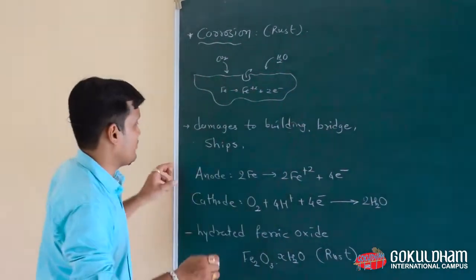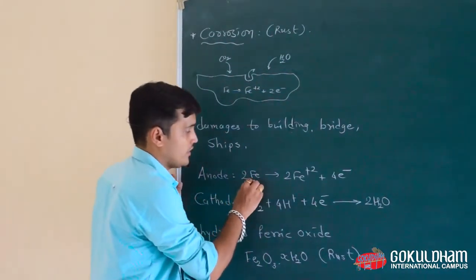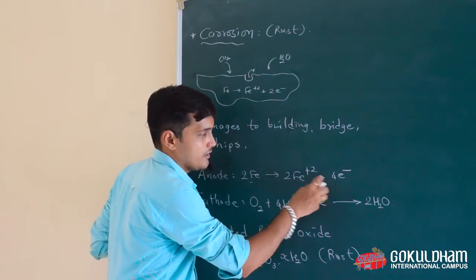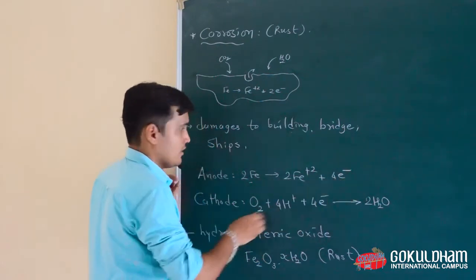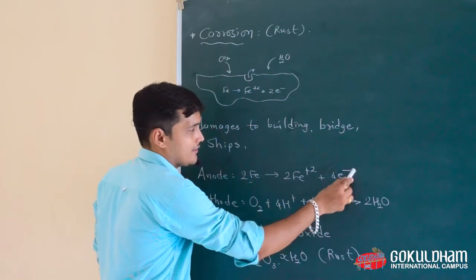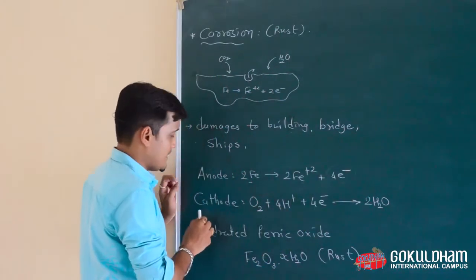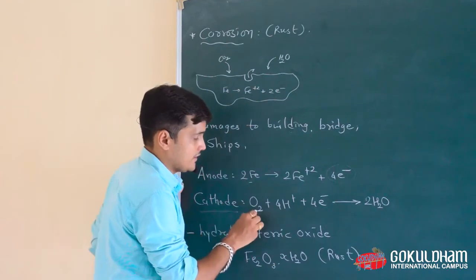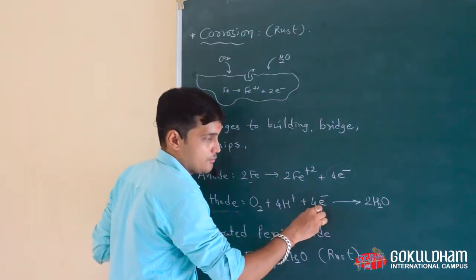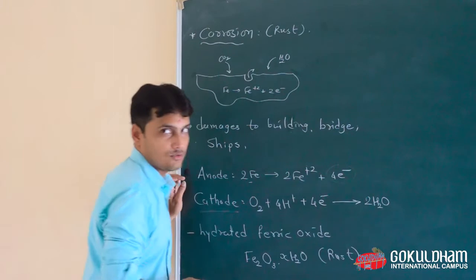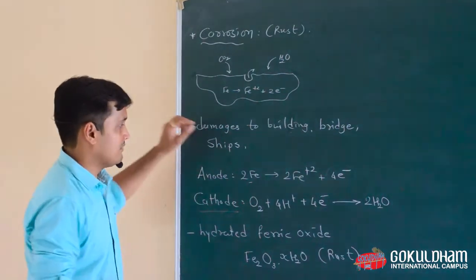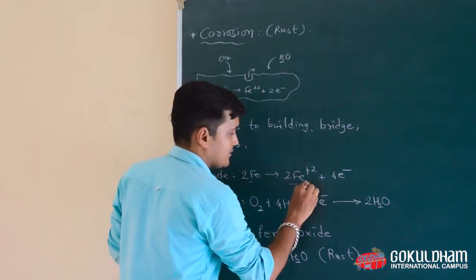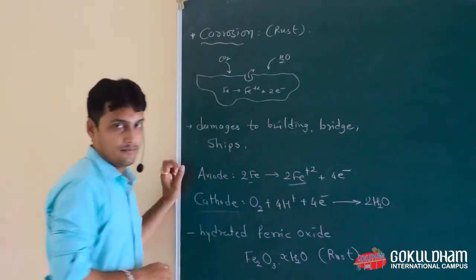The first anodic reaction is 2Fe gives 2Fe2+ plus 4 electrons. These electrons travel through the metal surface and go to the cathode spot, and this cathodic reaction is O2 plus 4H+ plus 4 electrons gives 2H2O. Now we have this Fe2+ ion.